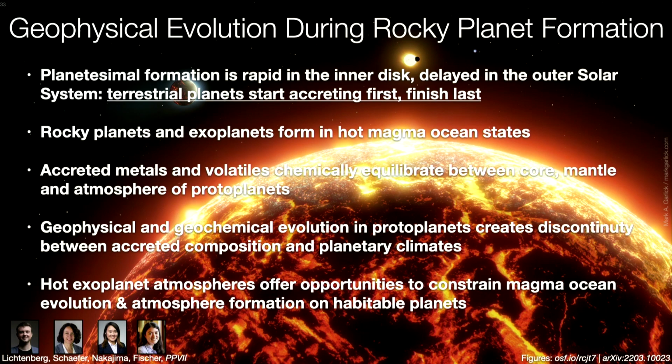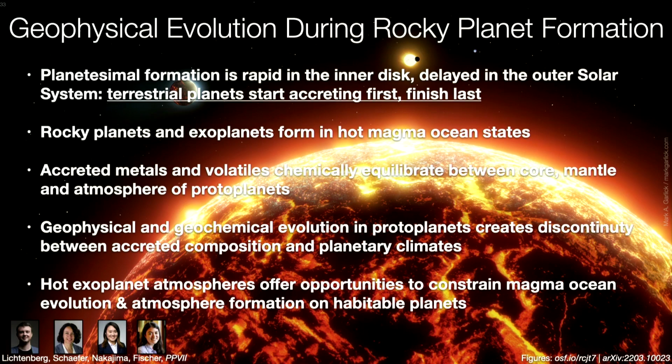Now, all accretion scenarios that are suggested, either rapid pebble accretion or planetesimal accretion via essentially, in the end phase, giant impacts, suggest that rocky planets and exoplanets form in very hot magma ocean states. This means that accreted metals and volatiles chemically equilibrate between the core, mantle and atmosphere of protoplanets, which is a very important concept here, because it means that the astrophysically accreted combination and fractionation of elements, specifically volatile elements, is reset during the geophysical evolution of rocky planets. And there's no direct relation between the atmosphere of a planet, and specifically rocky planets, and the accreted volatiles during accretion.